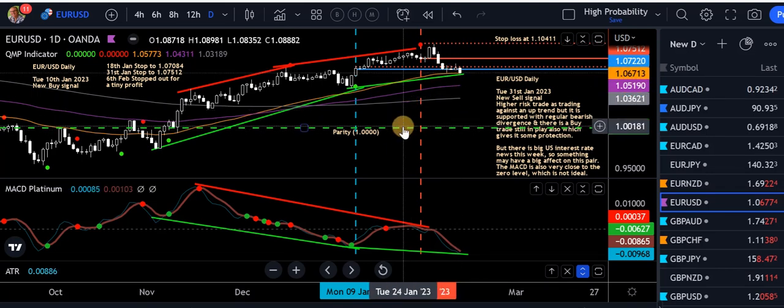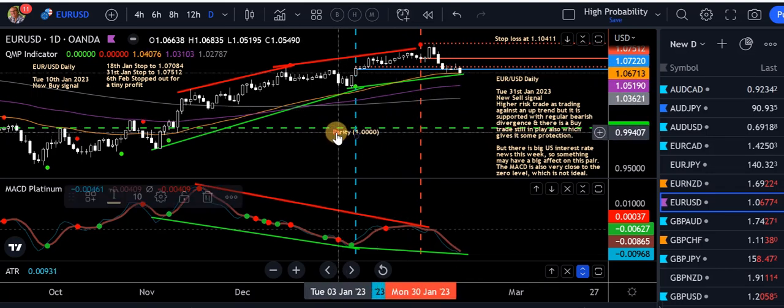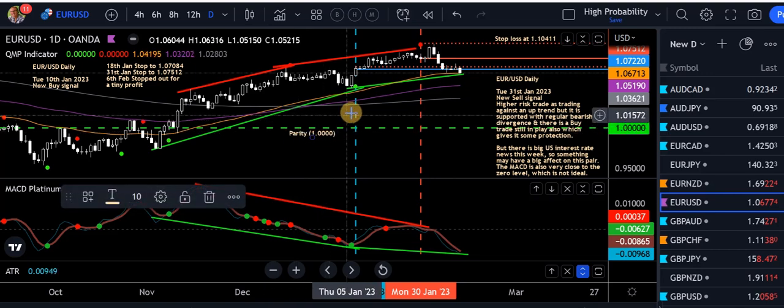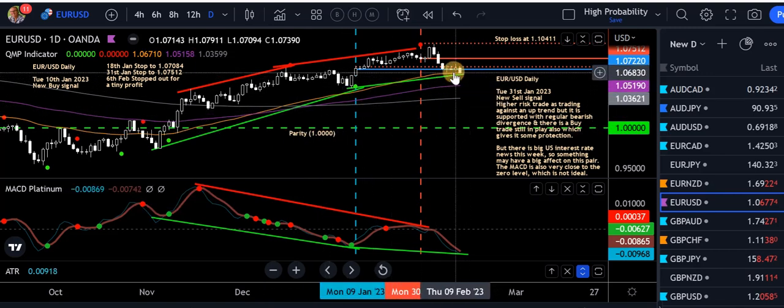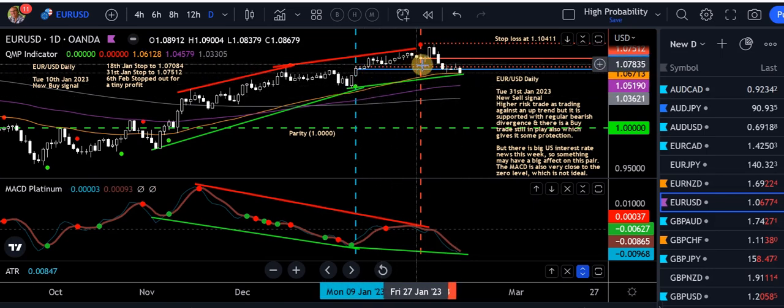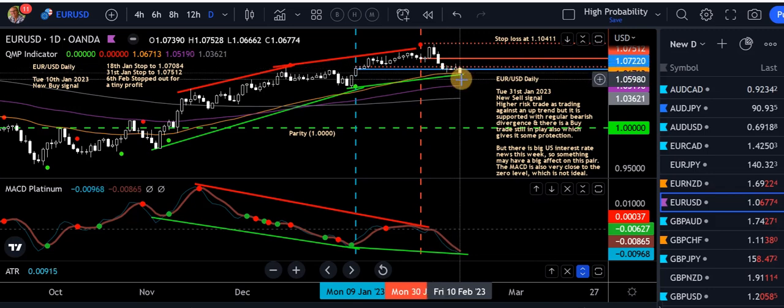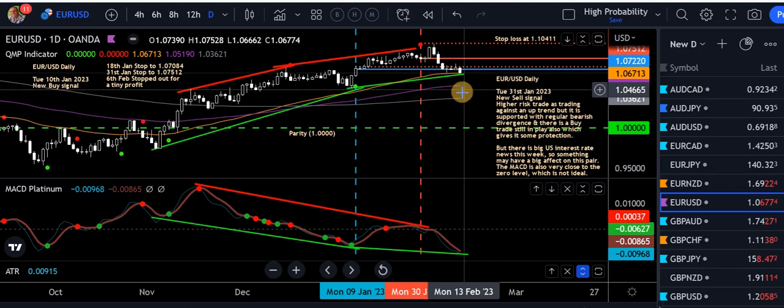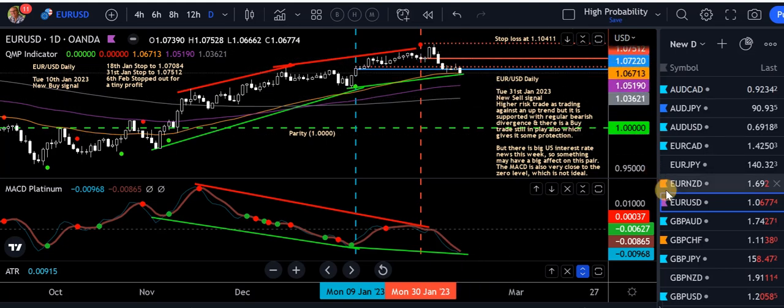This green dash line here is parity 1.00, which is obviously a big round number. Yeah, we're well above it at the moment. So we're out of the buy, small, tiny profit. We're in the sell, looking good, and I will look at doing some trade management. It was kind to us on Friday, so we'll give it one more day, and I'll look at closing half and dragging that stop right down, put us in a no-lose position there.